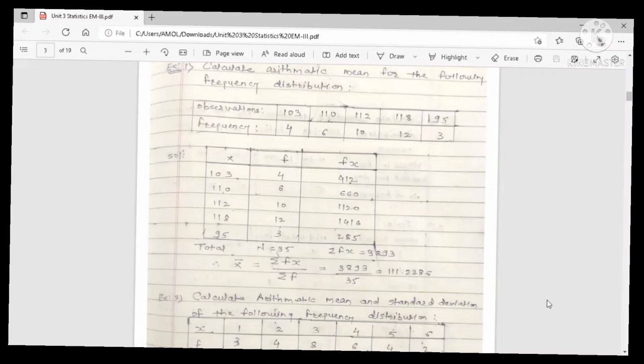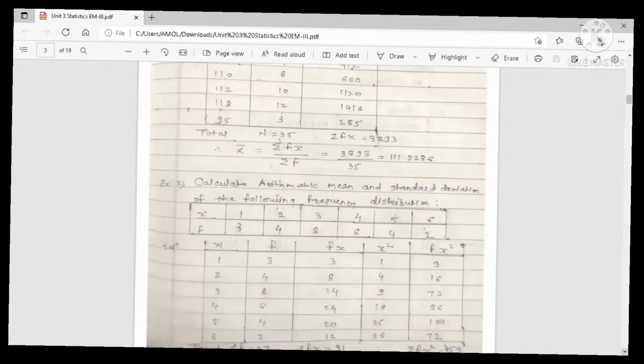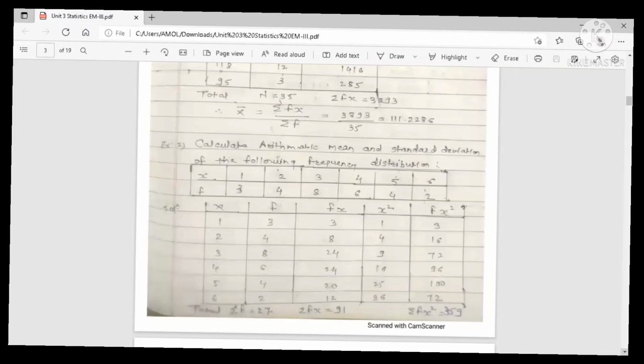Now next example. Calculate arithmetic mean and standard deviation of the following frequency distribution. Now the data is given in the form of a frequency distribution, means grouped data is given here. Now you find the arithmetic mean as well as standard deviation for the following distribution.